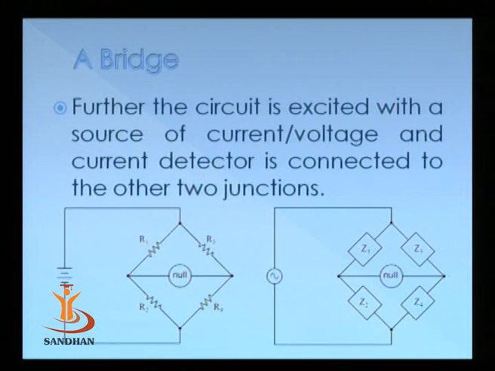Further, the circuit is excited with a source of current or voltage and the current detector is connected to the other two junctions. Here you can see that R1, R2, R3 and R4, four resistors, are connected with a null detector. We are applying DC excitation here, while in the adjacent circuit we have Z1, Z2, Z3 and Z4, four reactances, connected along with a null detector and excited with an AC source.